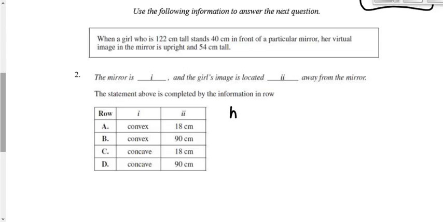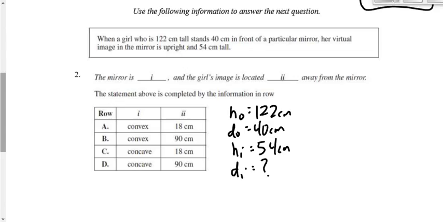We're going to say HO is 122. We're going to say DO is 40 centimeters. This is where she stands, where the object is. The image height says it's upright and 54 centimeters tall, so it's positive 54 centimeters here. We want to know what type of mirror it is, and we want to find the value of DI. Any suggestions here? What do you want to try first?